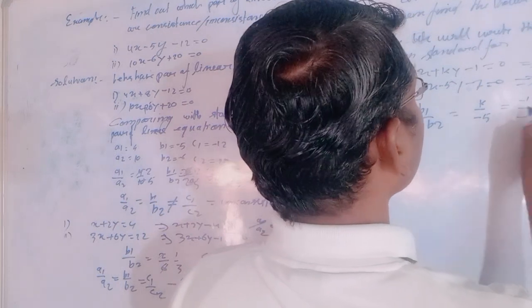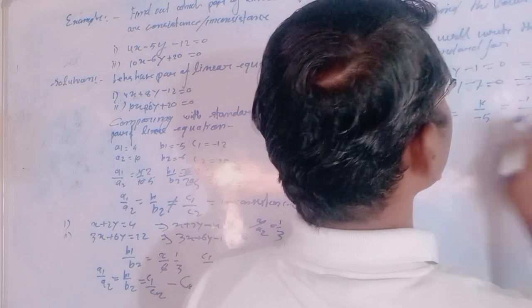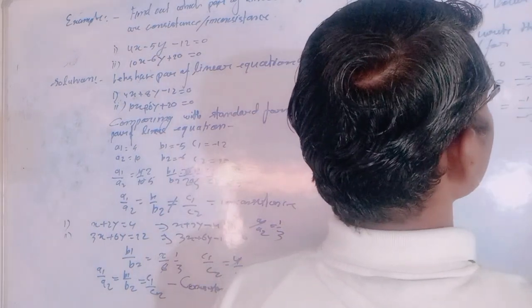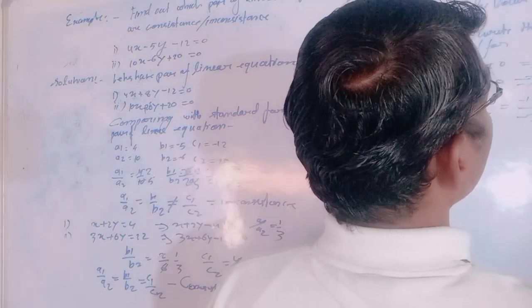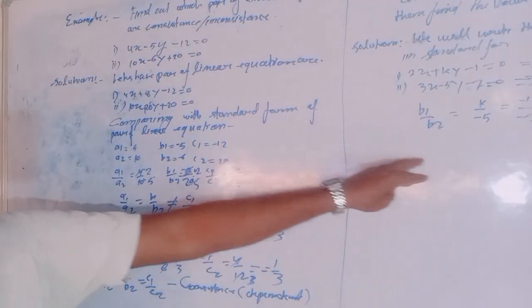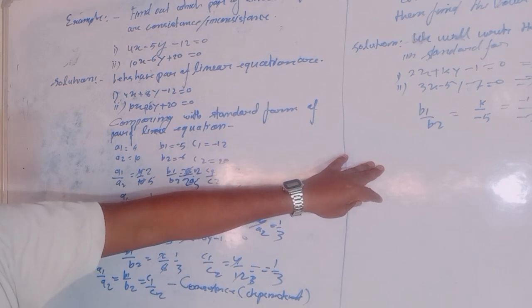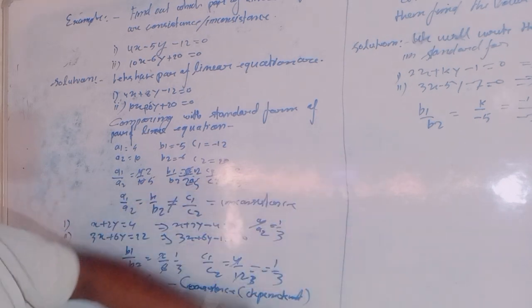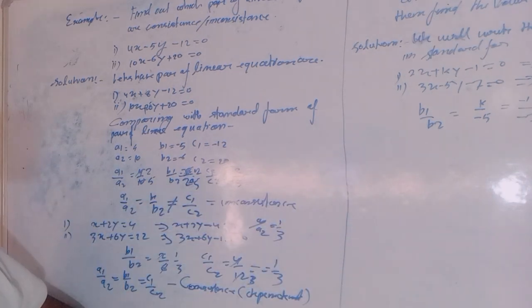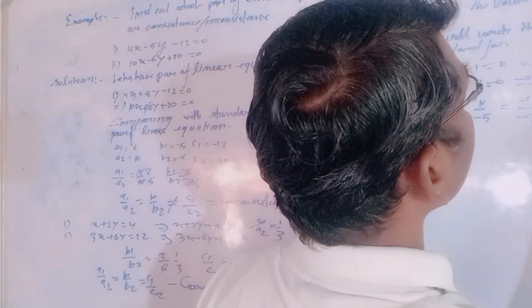By cross multiplication we get 7k is equal to 5, so k is equal to 5 by 7. By this we got the value of k. Now, 2 by 3 is a1 by a2, and a1 by a2 is equal to b1 by b2.